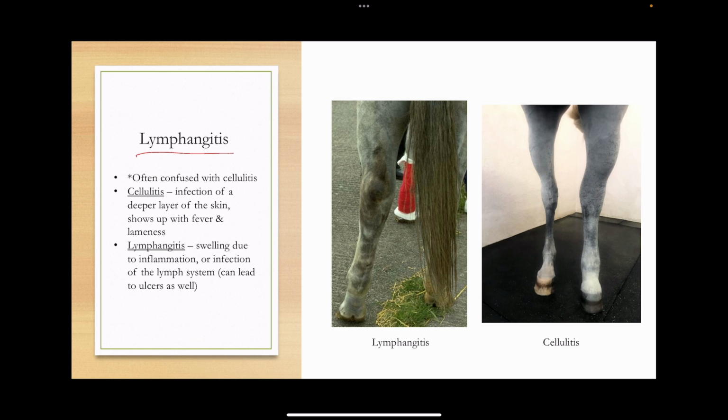So keep in mind, a thick leg isn't always cellulitis. So don't go diagnosing anything to your customers. You could be totally wrong, which is good advice for us all.